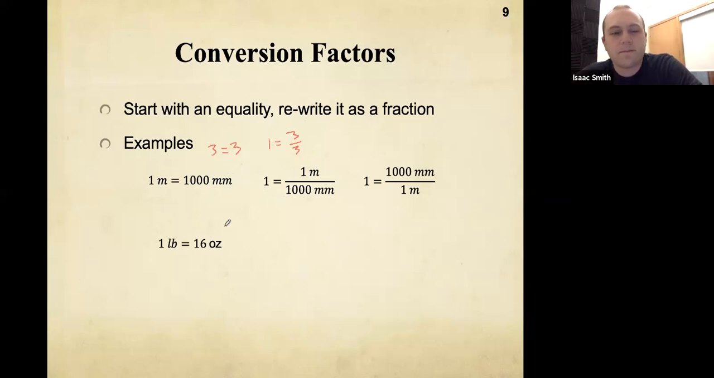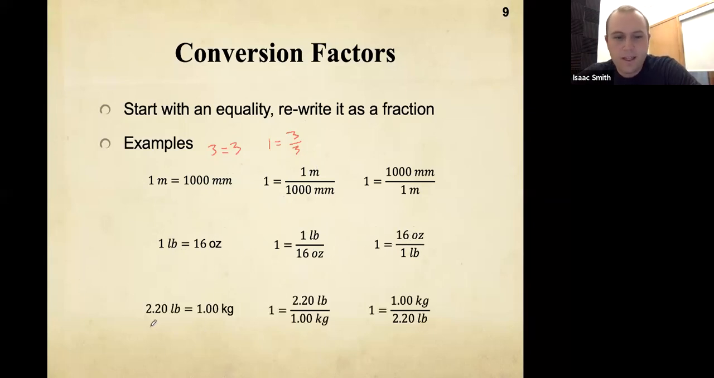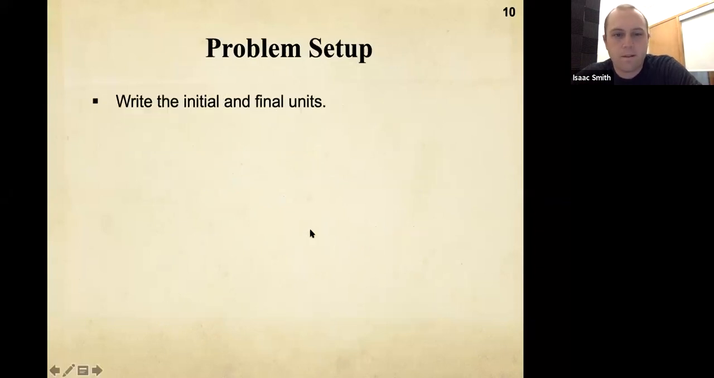It's going to work. Another one is 1 pound is equal to 16 ounces, okay? So 1 pound over 16 ounces equals 1, or 16 ounces over 1 pound is equal to 1. And same thing here with pounds to kilograms, okay? All right.